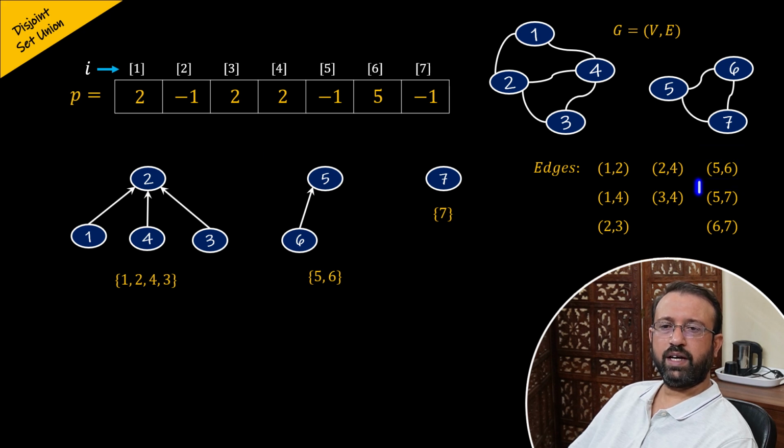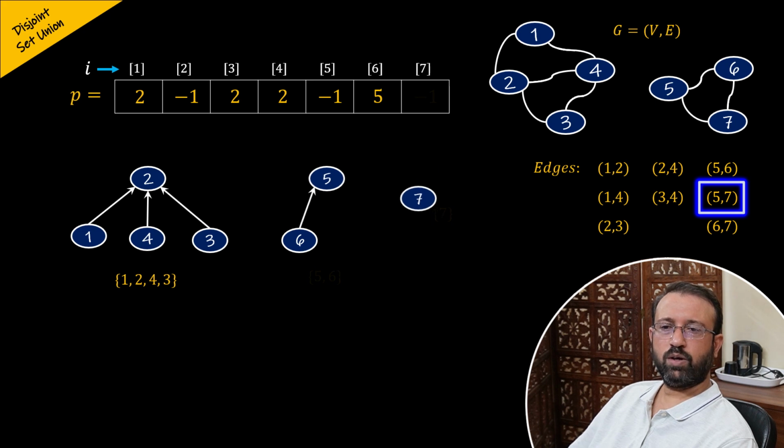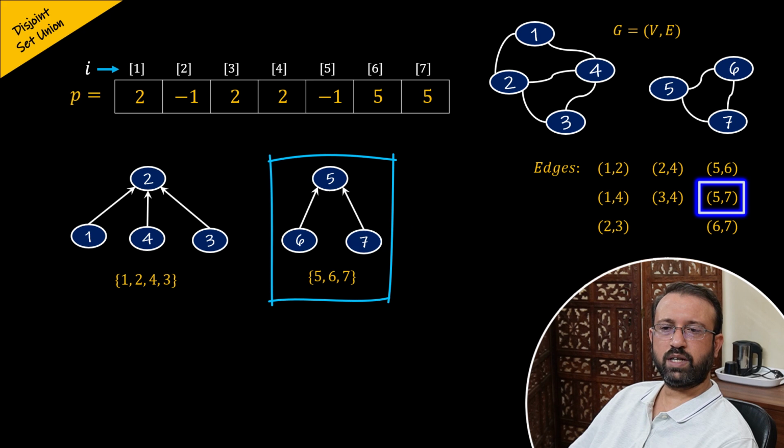Then we have an edge between vertex 5 and vertex 7. Vertex 5 belongs to the set which contains 5 and 6, and vertex 7 belongs to set 7. So they are in different sets. Therefore, we will perform union of the set which contains 5 and 6 and set 7. So now, after the union operation, vertices 5, 6 and 7 will be in the same set.